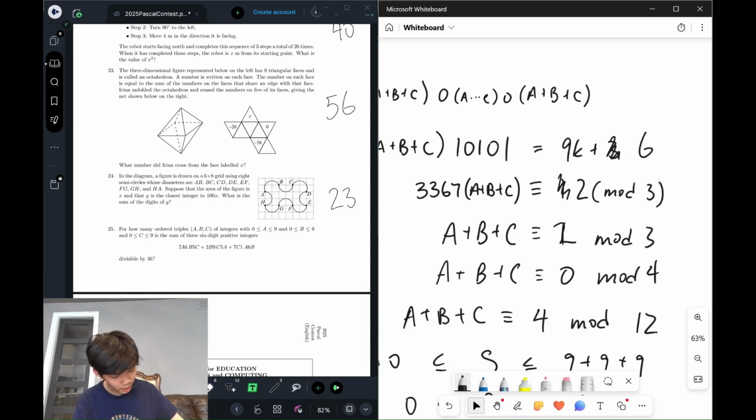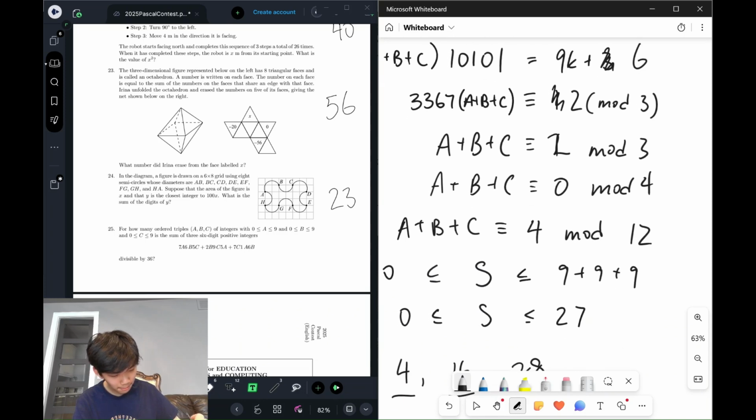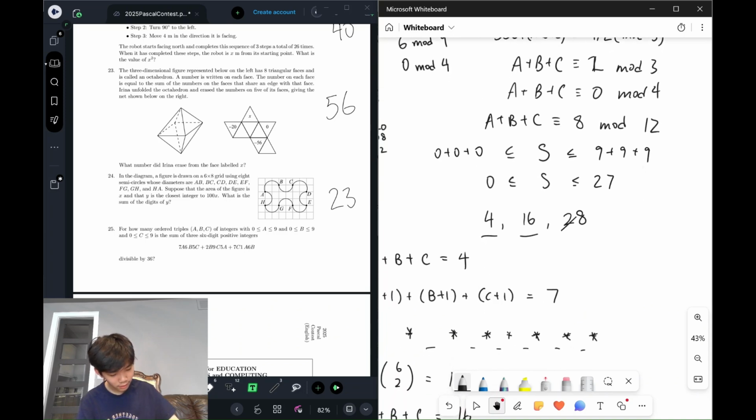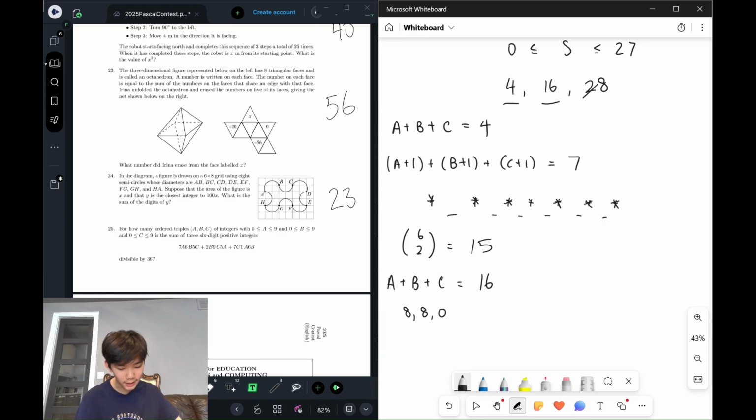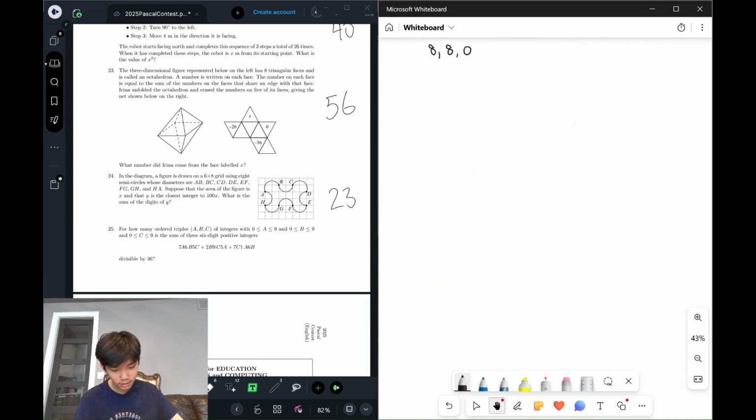If it's 2 mod 3 and 0 mod 4, this means that this is actually going to be 8 mod 12. Okay. This is 8 mod 12. Then, if it's 8 mod 12, then the possible values are 8 and 20 instead of 4 and 16. So let's redo the calculation we were doing.